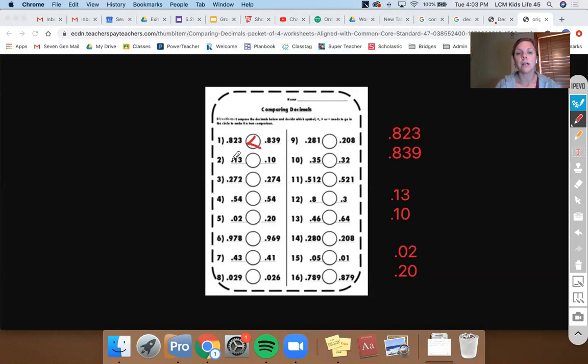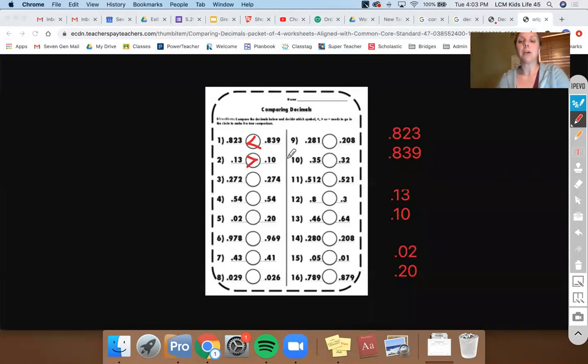Then I have over here 0.13 and 0.10. A good way to think about it again is in terms of money when there's two digits. So I either have 13 cents or 10 cents. I can stack them on top of each other like I have them over here. The ones match, the 3 is bigger, so the 3 would be bigger.